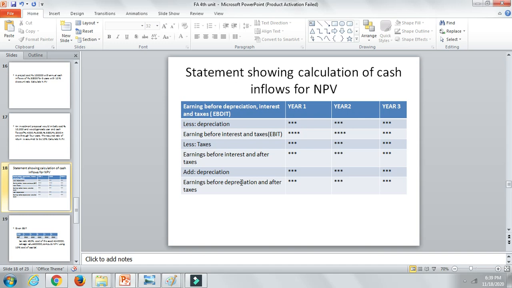Why are we deducting depreciation and adding it back? Because tax will be calculated only on the depreciation-deducted amount. That is the reason we add back the depreciation. So we require earnings before depreciation and after tax. For that, you first subtract the depreciation from EBIT, then calculate the tax on the remaining amount, and then add back the depreciation. That is what is required for NPV. So do consider this format.